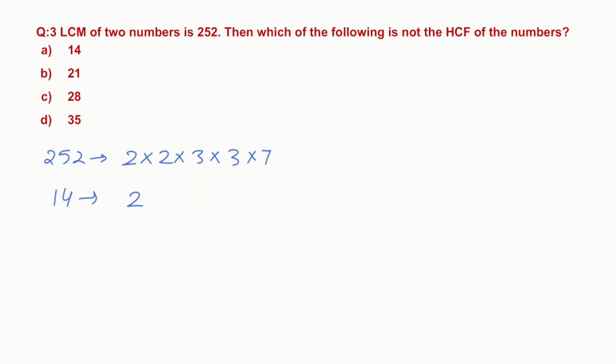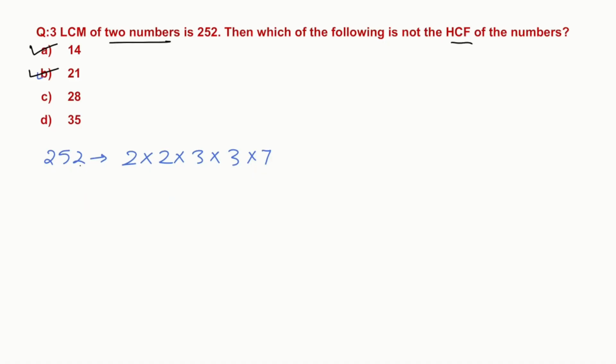So factors of 14 are 2 times 7. Now factors of 14, 2 and 7, are also there in factors of 252, 2 and 7. So 14 can be HCF of these two numbers. Now we will check with 21. So factors of 21 are 3 times 7. So we can see the factors of 21, which are 3 and 7, are also there in factors of 252. Here we have one 3 and one 7. So 21 can also be the HCF of these two numbers.